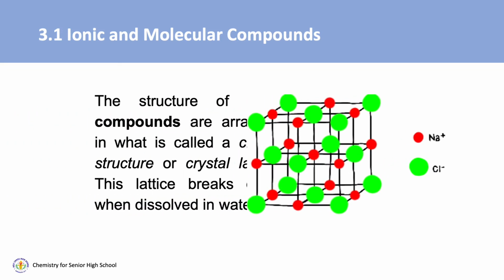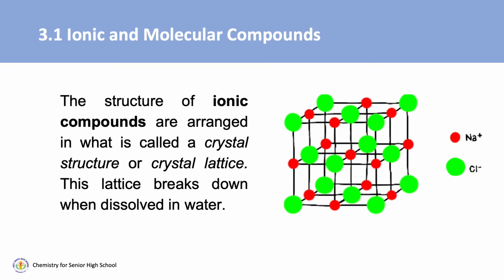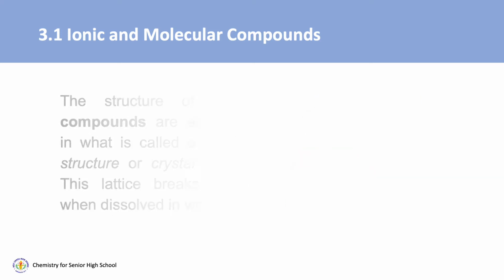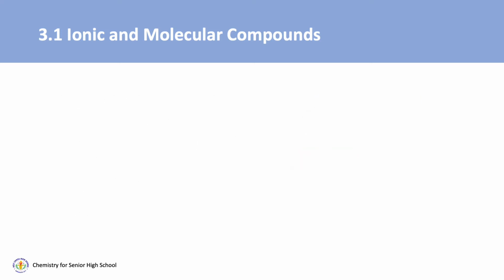Moving on to the next piece of information on ionic compounds, we have its structure. The structure of ionic compounds is arranged in what is called a crystal structure or a crystal lattice, as you can see in the illustration on the right side of your screen. And this lattice is what breaks down when it is dissolved in water. So now that we've learned the definition, some examples, and the structure of ionic compounds, we can now move on to the second part of this lesson, which is molecular compounds.